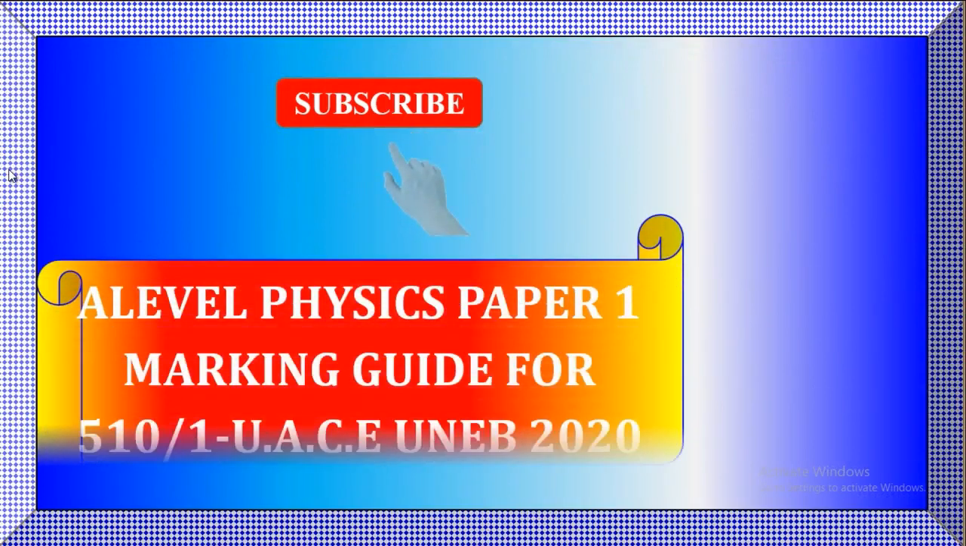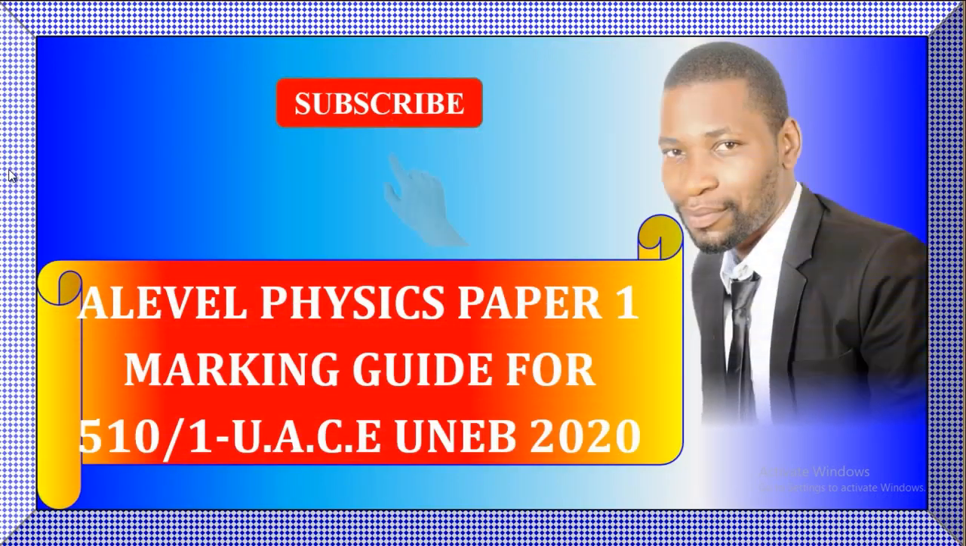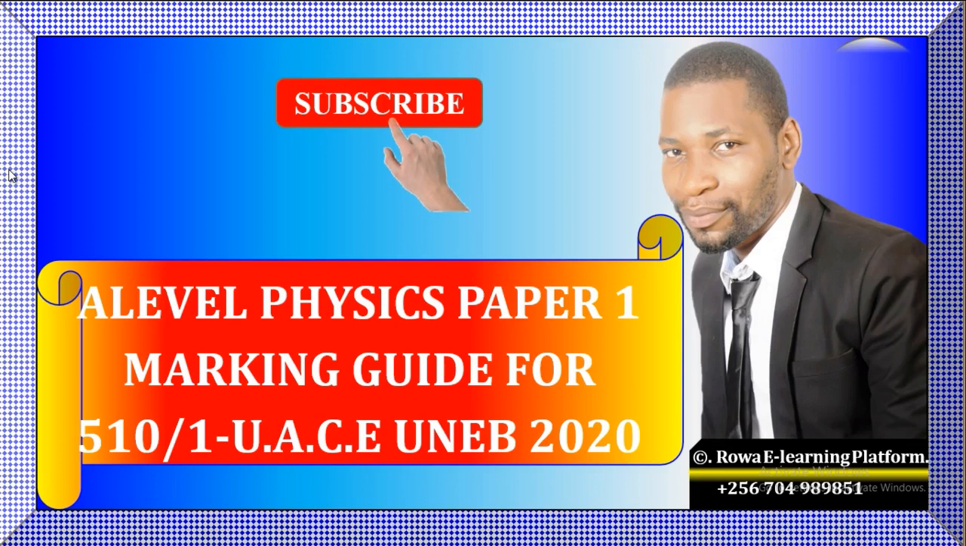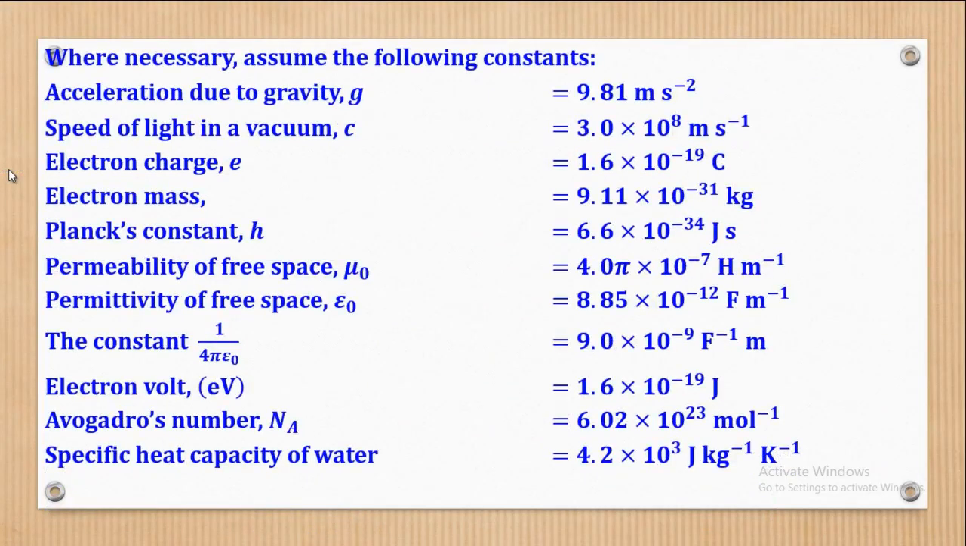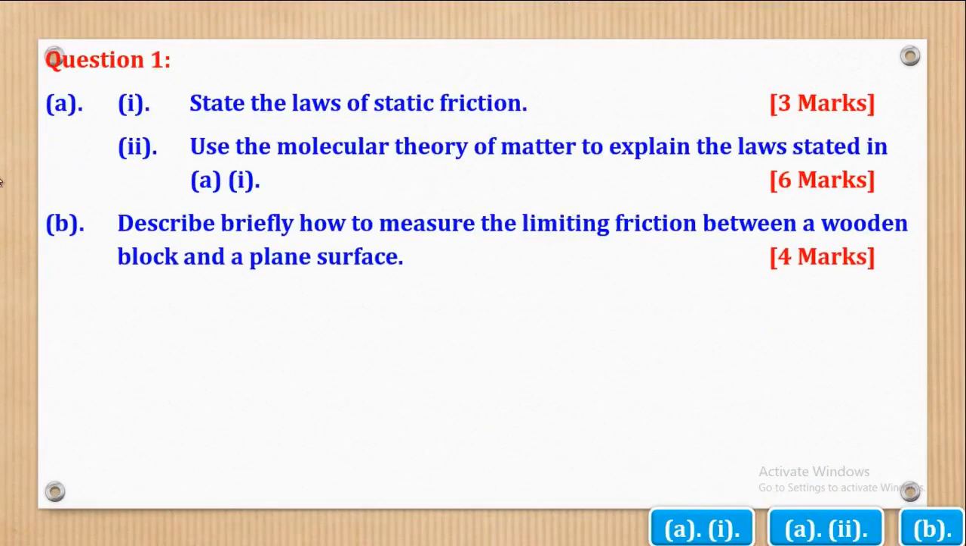And in this video, I'm going to go through the marking guide of Physics Paper 1 of UACE UNEB 2020. So this video is suitable for students in both Senior 5 and Senior 6 offering physics. Now, where necessary, the following constants would be used. So we shall start with question 1.